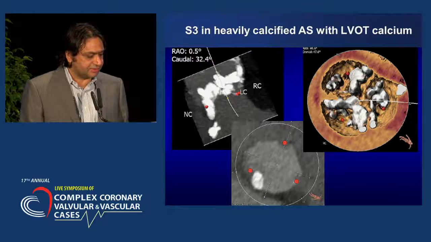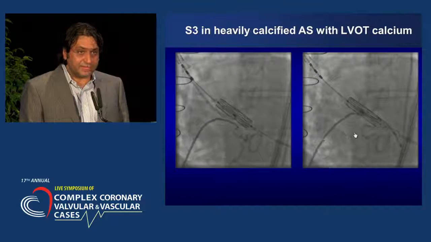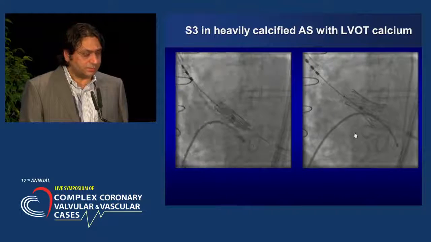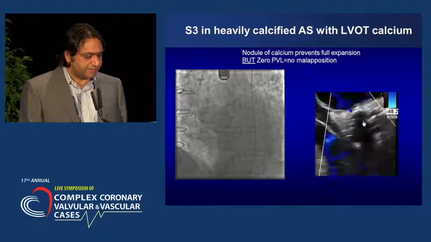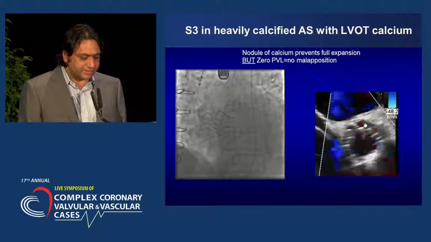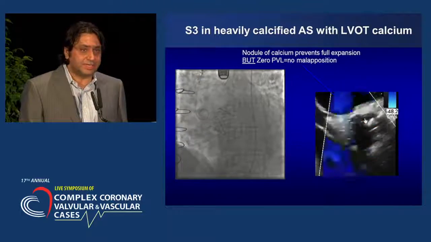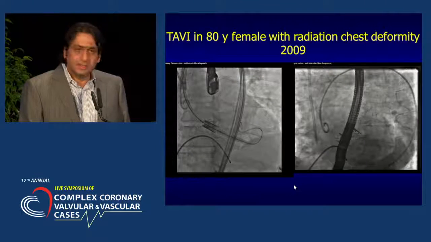The SAPIEN 3, for example, this is a lot of calcium in the LVOT, and this is basically the SAPIEN 3 valve, which actually has a cuff at the bottom to prevent paravalvular leak. And what I'm going to show you here is that despite the fact that there is this calcium in the LVOT and the fact that there is a little bit of under expansion of the valve here, there's no paravalvular leak because the cuff, in fact, takes care of the paravalvular leak. So it's not always about undersizing and paravalvular leak.